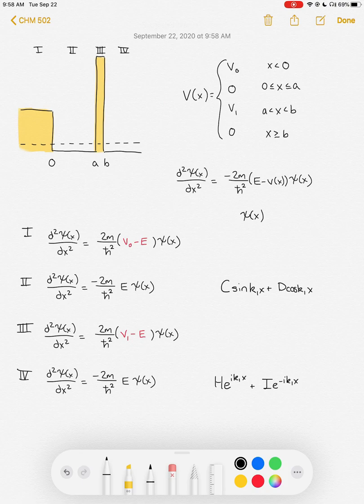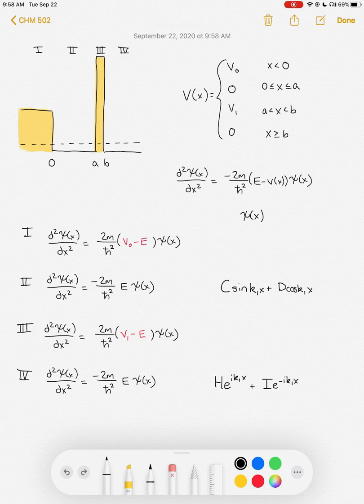So regions 1 and 3 are, as you can see, a fundamentally different problem. Rather than taking two derivatives of our function and multiplying that by a negative constant, we're multiplying it by a positive constant. You can see if you take two derivatives of our sine and cosine function here, you do not get a positive number. You always get a negative number. So that means sines and cosines are not good solutions for either of these equations.